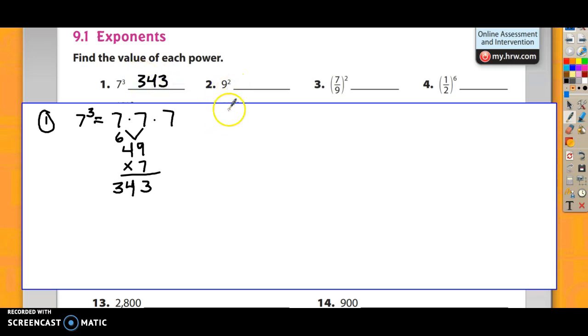Number 2 is mental math, 9 to the second power. It's not 18. 9 to the second power means 9 times 9. That's 81. Number 3 is mental math also, but maybe not what you think.